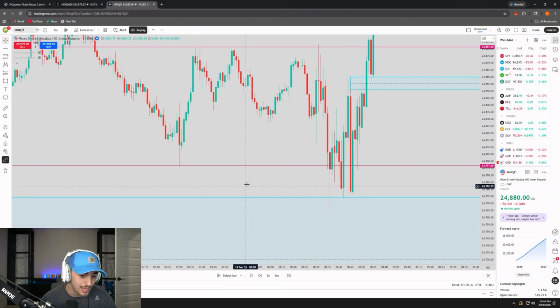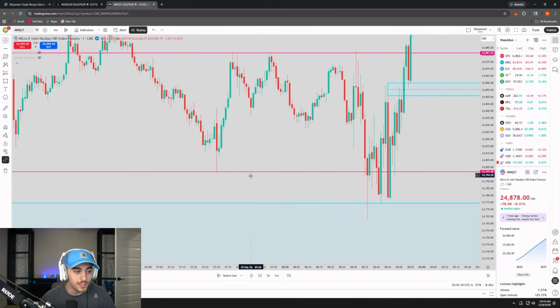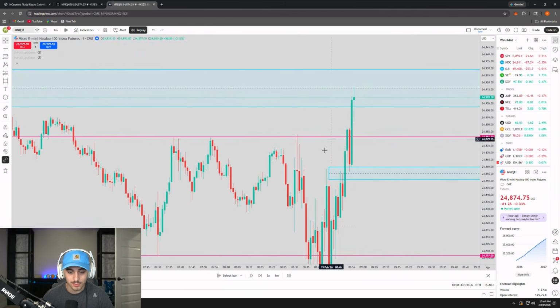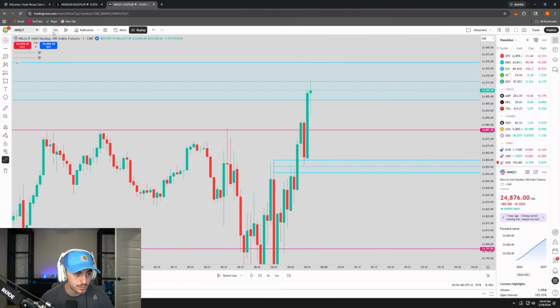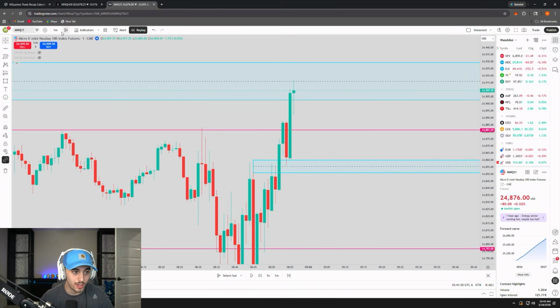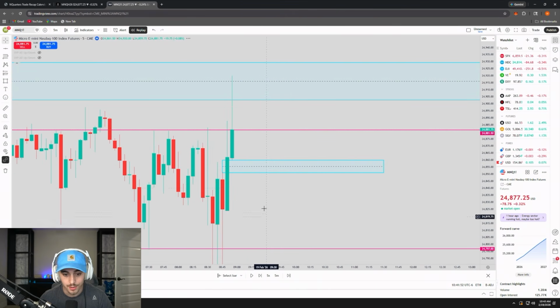So let's see what happens. We have a sweep of this news low inside of the 15 minute. And then we have some displacement higher. We reject off the 1 minute gap that we put in, which actually helped us create the 5 minute gap.